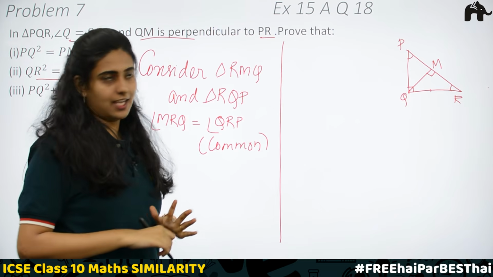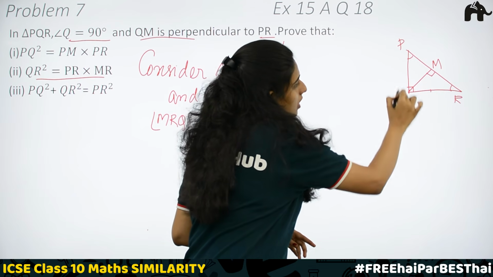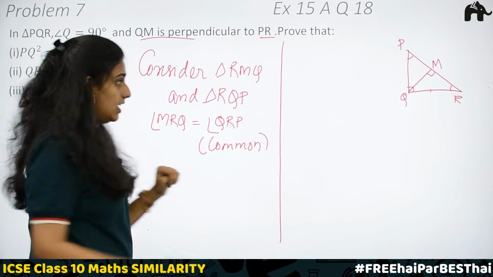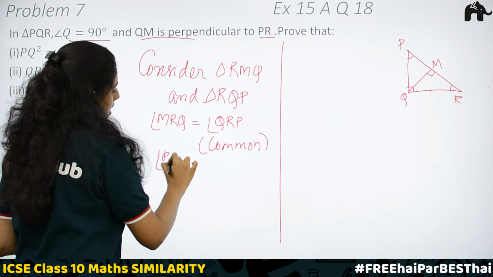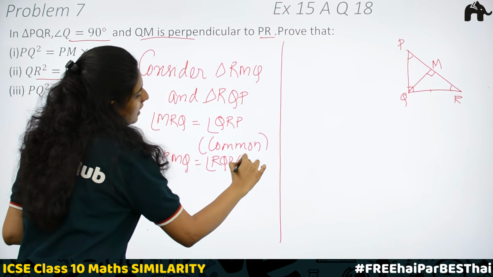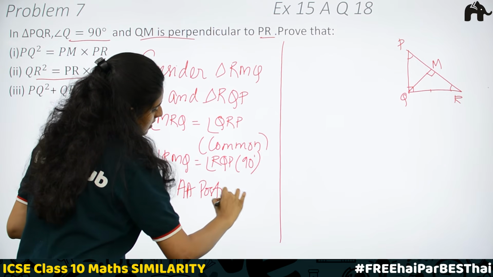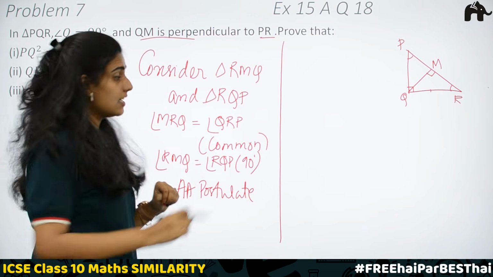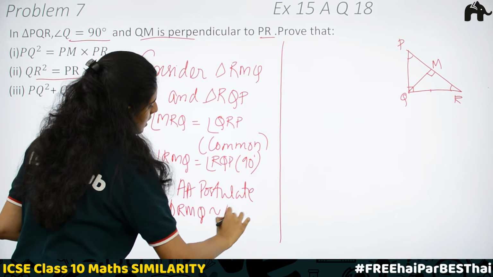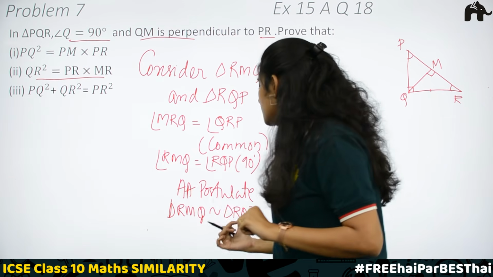Next, 90 degree angles. Here we have RMQ and RQP. Both these angles are equal because they are equal to 90 degree. Angle RMQ is equal to angle RQP, 90 degree. So, using the AA postulate, we get triangle RMQ similar to triangle RQP. Okay, we have shown these two triangles are similar.